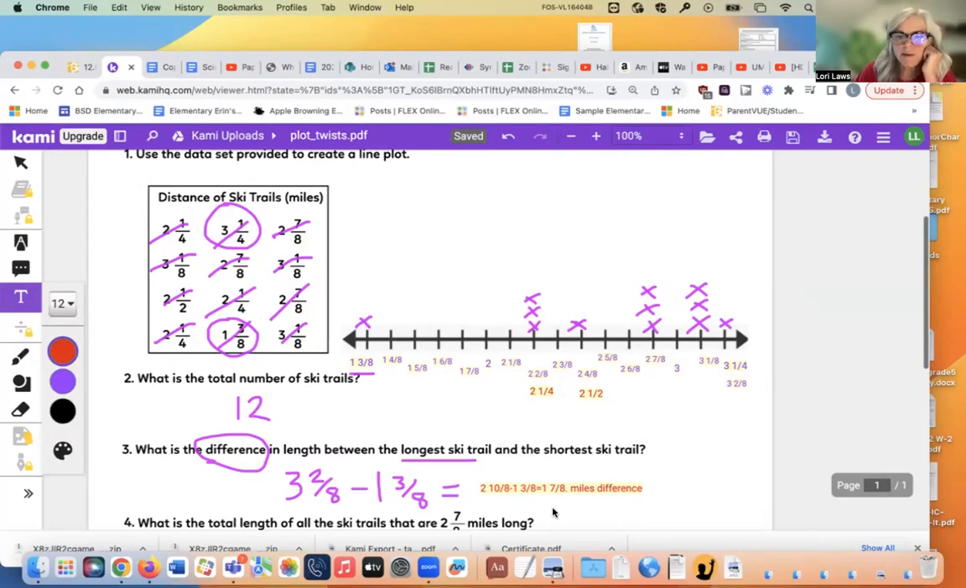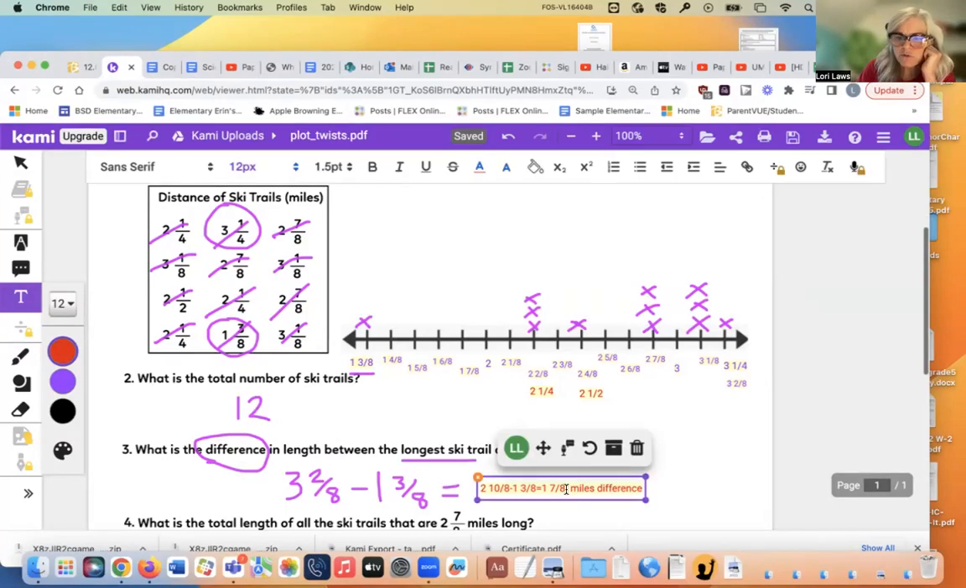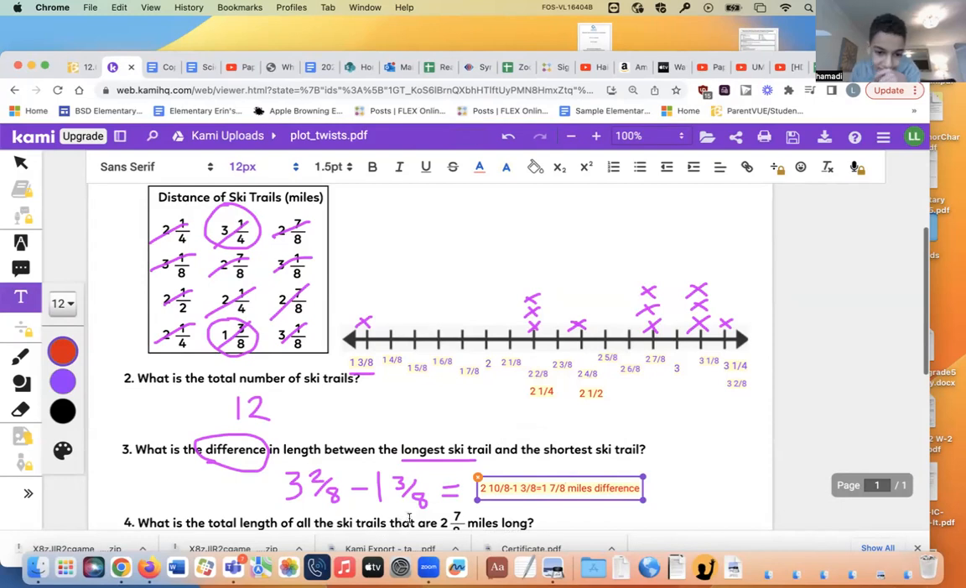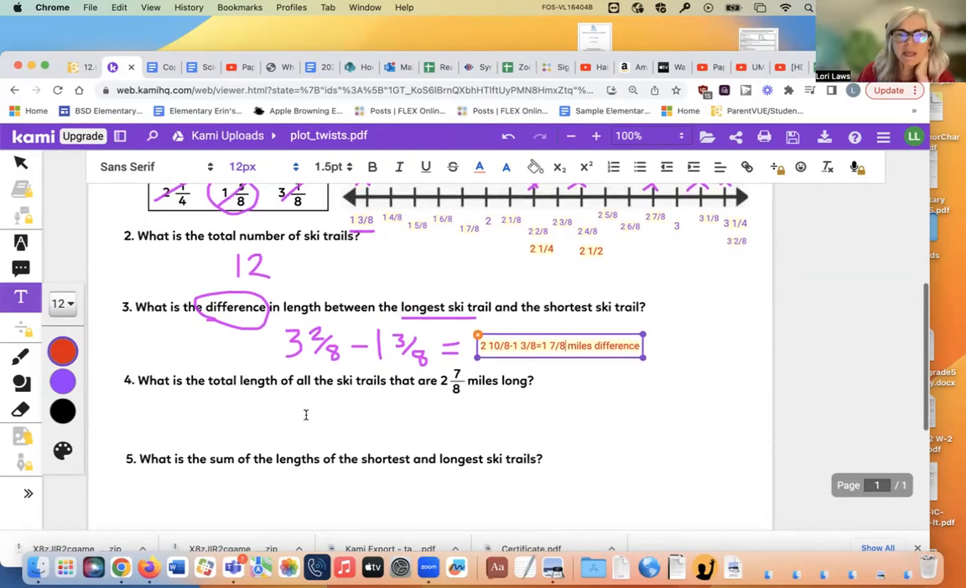Does anybody have a question about how I figured out the difference between the trails? Too much tea. Did you get the same answer, Amadi?